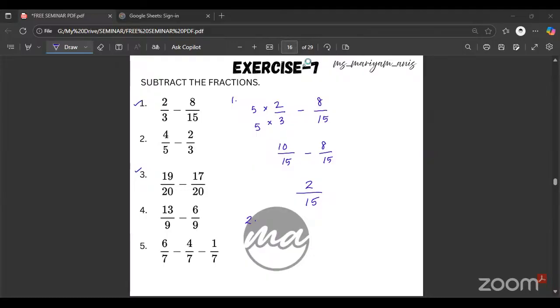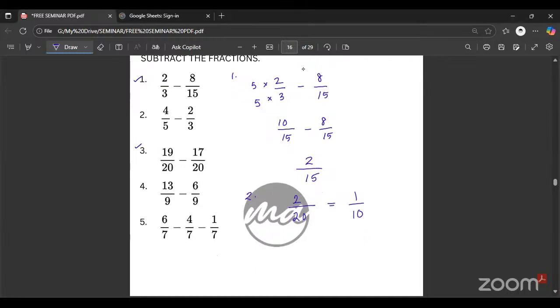Okay. So second one, third one. Okay. So it's 19 minus 17, which will be 2 over 20. In simplified form, it's 1 over 10. Those who have got it correct, it's a good thing. Good job.